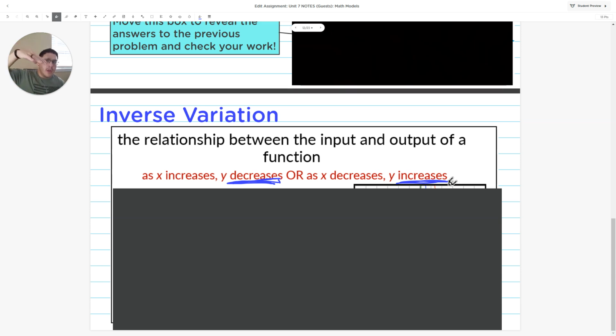If x is going lower, y is going higher. As x is going higher, y is going lower. So they're going in opposite directions this time. In direct variation, they were going in the same direction. In inverse variation, they're going in opposite directions.